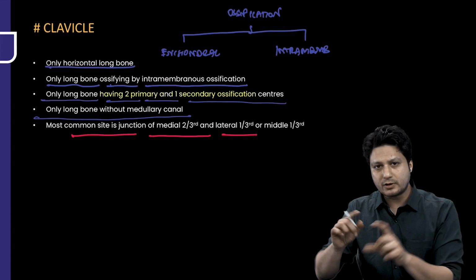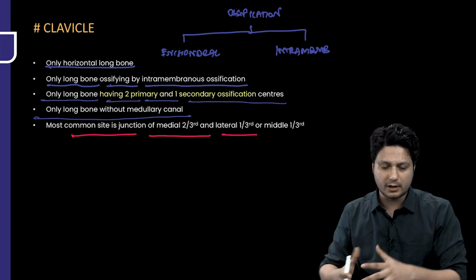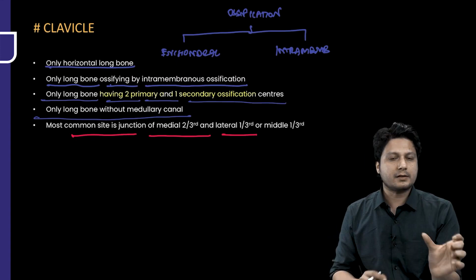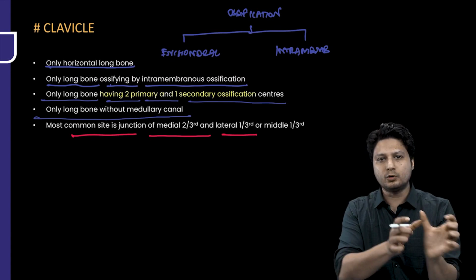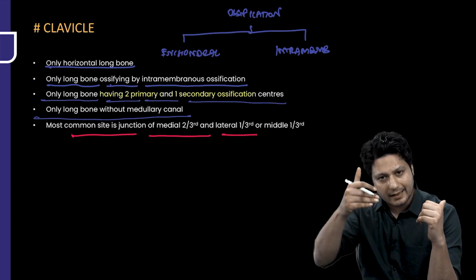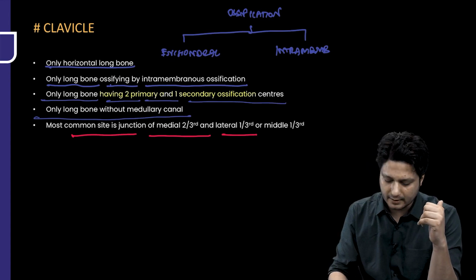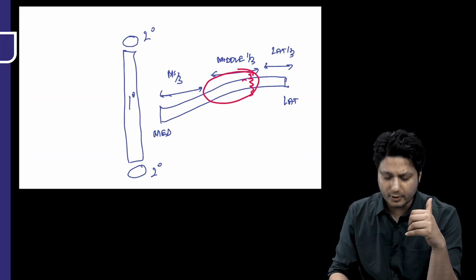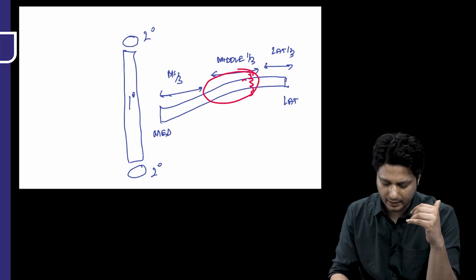It all depends upon the language of the question. If the question is asking about the junction, then the medial 2/3 and lateral 1/3 is the most common site. But if they are asking which region, based upon the options, then in that case it is the middle 1/3. Hope you have understood everything related to these fractures of the clavicle.